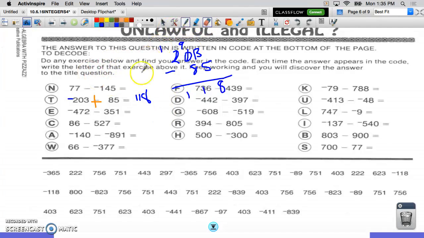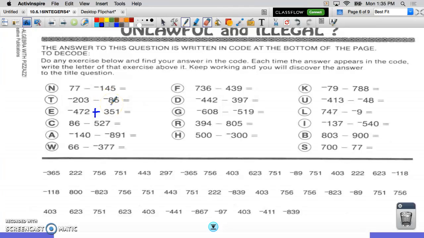Is it positive or negative? Negative, because the 203 is bigger. So negative 118 for T. I see one here. Negative 118. I see another one there. There might be others around. You find them.